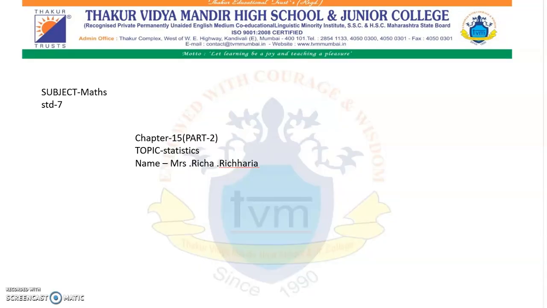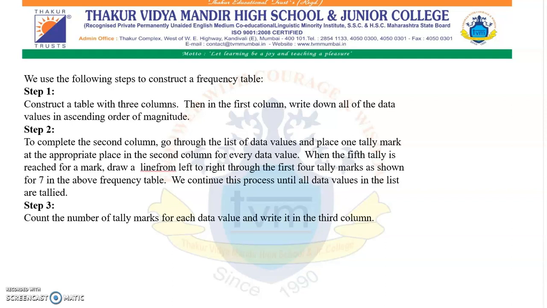Subject Maths, Standard 7, Chapter 15, Part 2, Topic Statistics. Let us see how to construct a frequency table. Step 1. Construct a table with 3 columns. Then in the first column, write down all the data values in ascending order of magnitude.